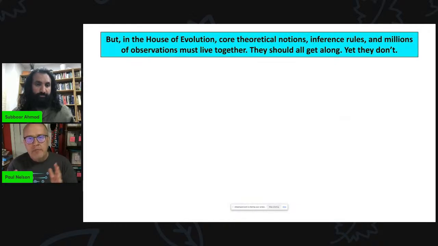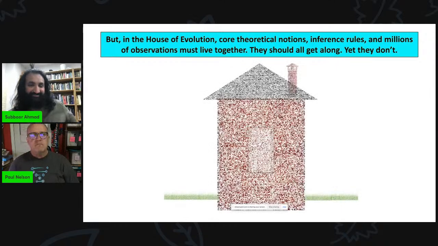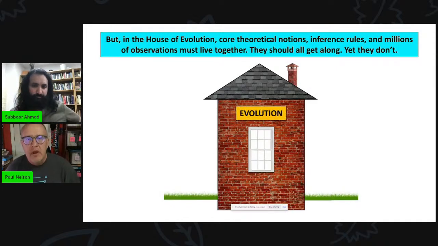Okay, now, another key slide. Maybe there's four or five of them in this talk, and this is one of them, okay? Here's the house of evolution. In the house of evolution, we have core theoretical notions, such as homology. We have inference rules about how to apply those core notions. And we have millions of observations, and they all need to live together and get along.